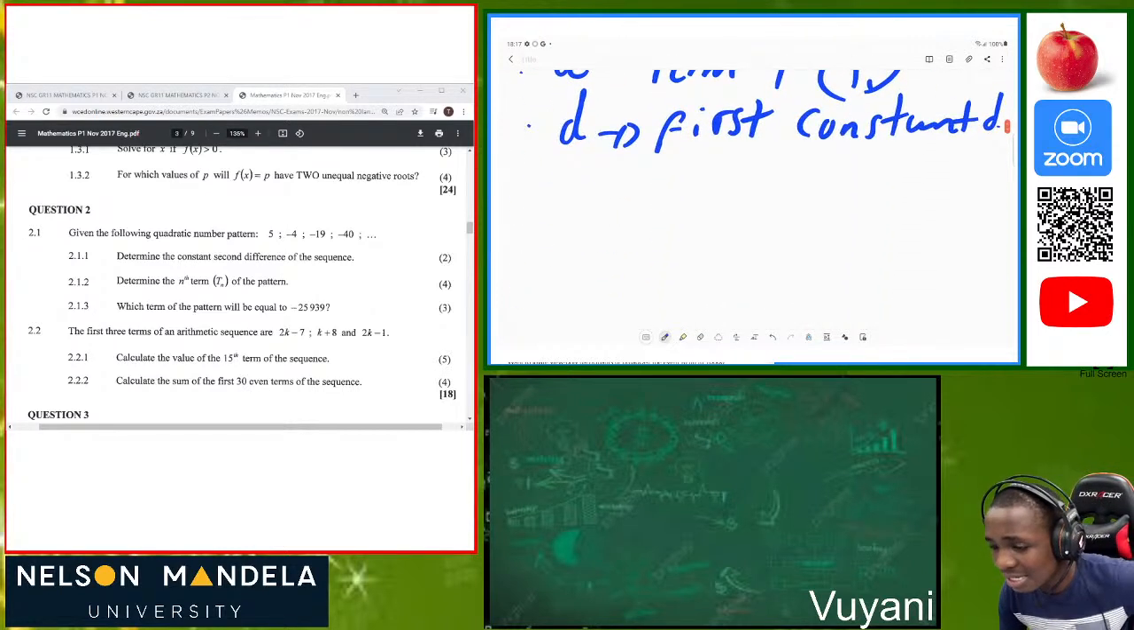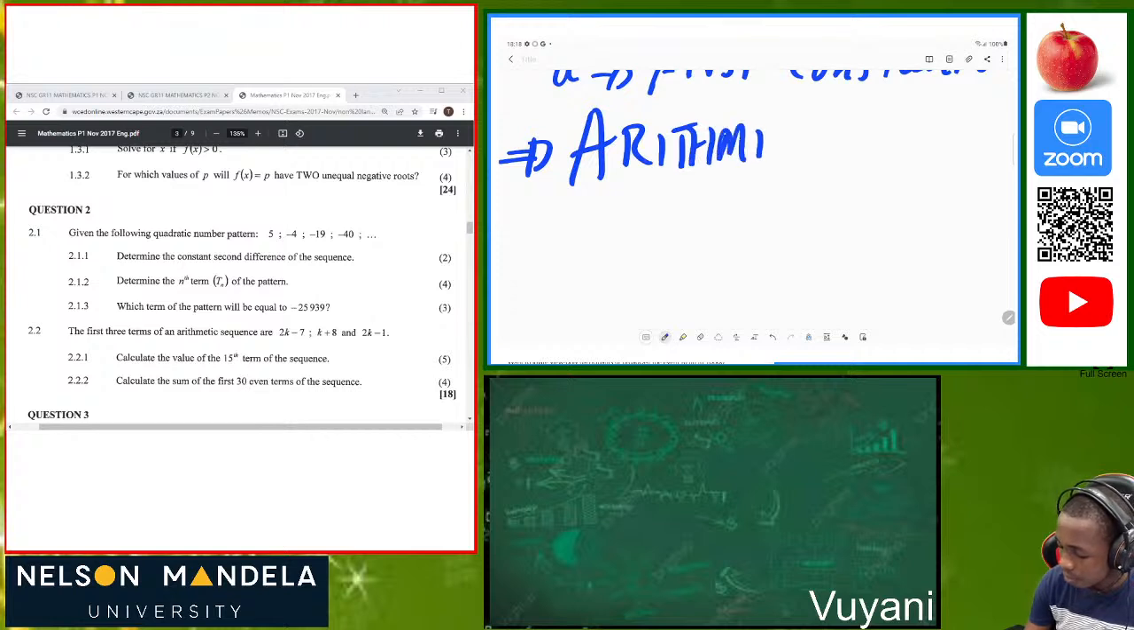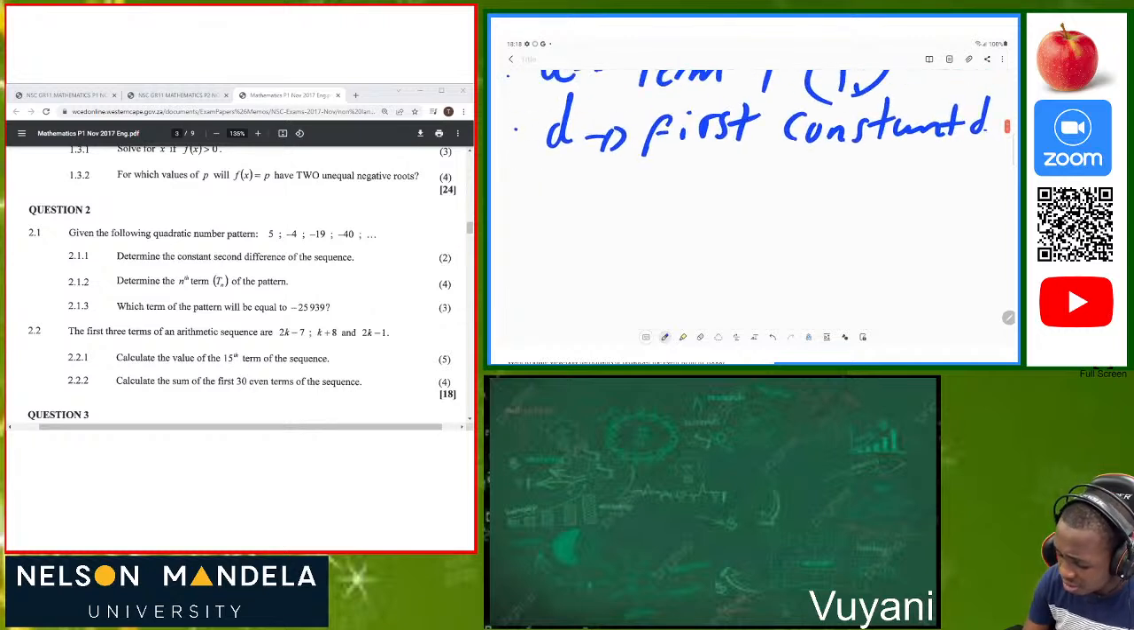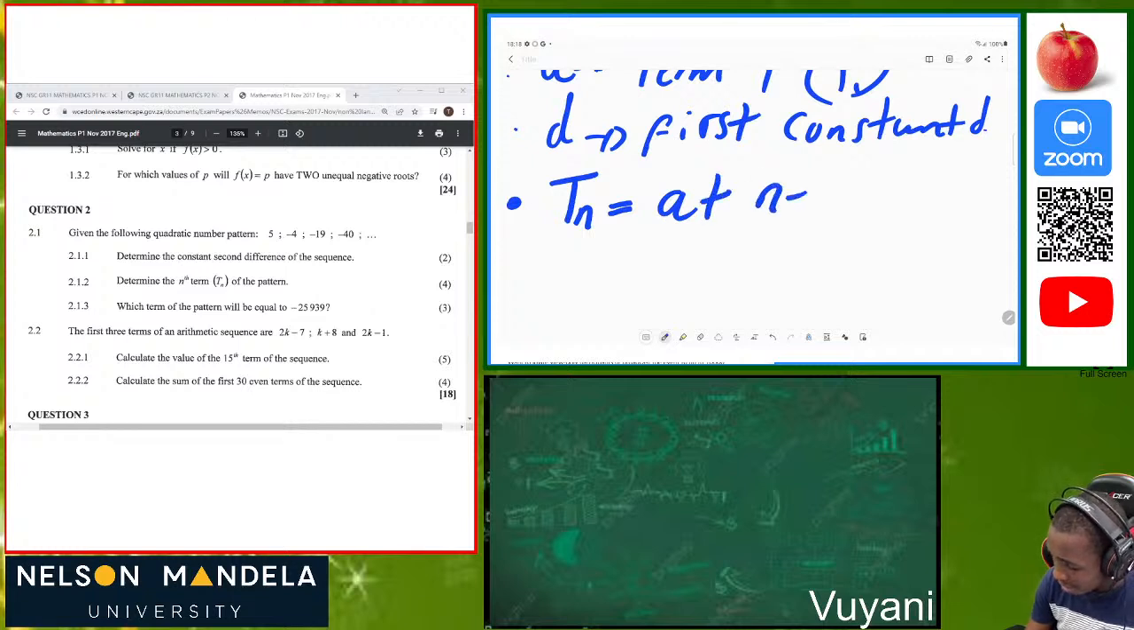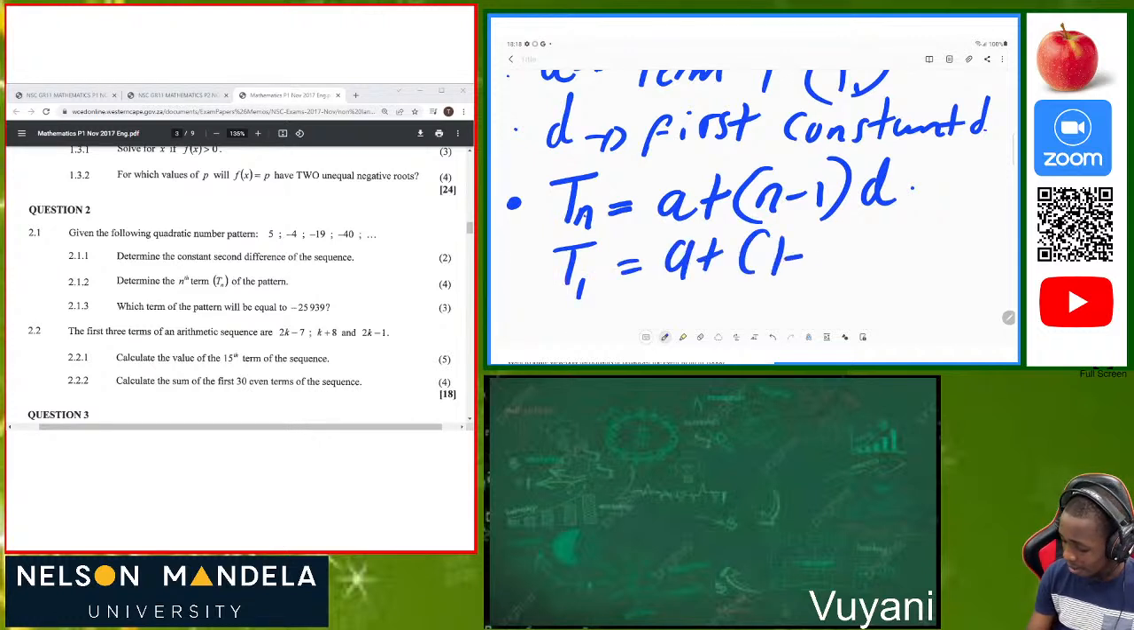Bear in mind, let me just illustrate something here which is important. So we say that Tn is equal to a plus n minus 1 times d. For instance, we want the first term of the arithmetic sequence illustrated in algebraic letters. So we want T1, where there's n, you substitute by 1, it's going to be a plus 1 minus 1 times d, and you end up having your first term as a.